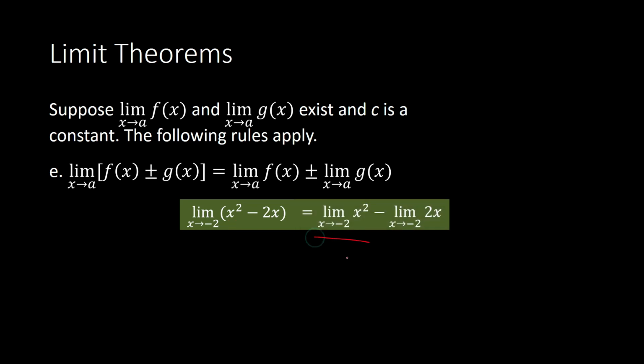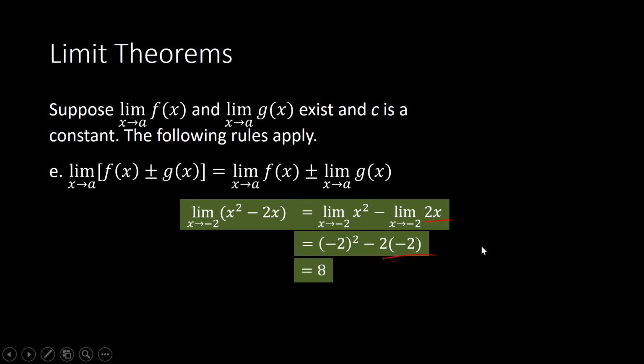What is the limit of x squared as x approaches negative 2? It's equal to negative 2 raised to 2, which is 4. What is the limit of 2 times x as x approaches negative 2? It's equal to 2 times negative 2, which is negative 4. And negative 2 times negative 4 becomes plus 8.